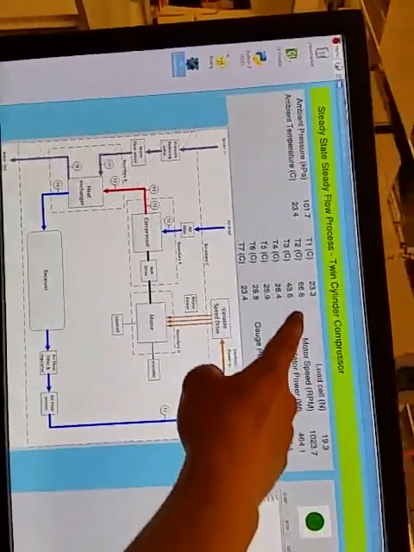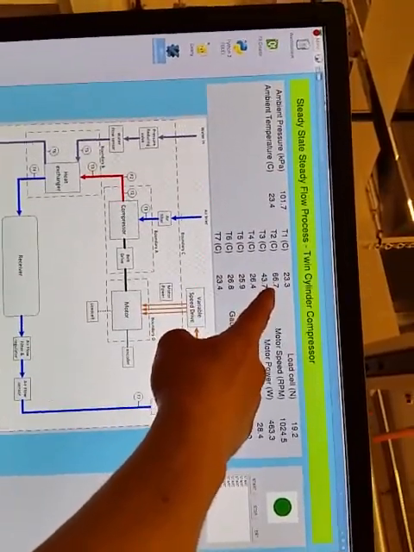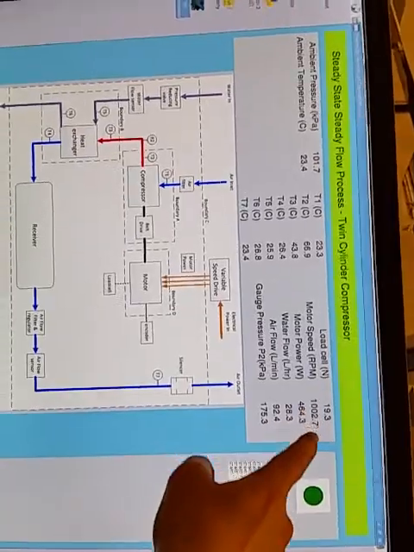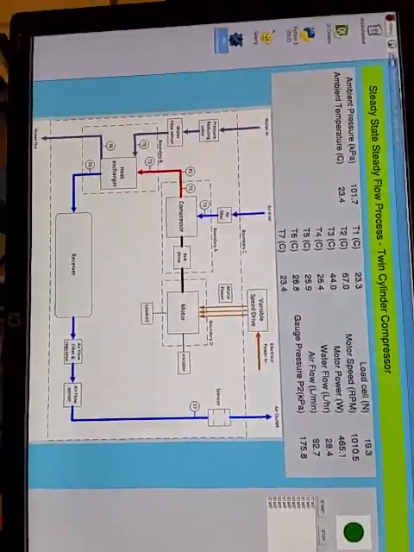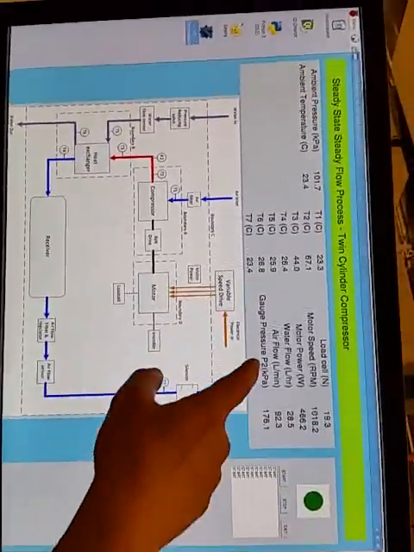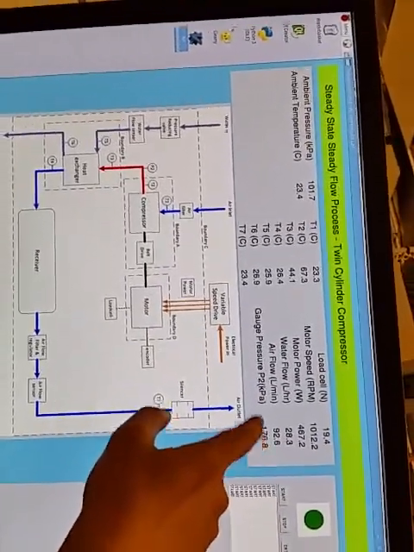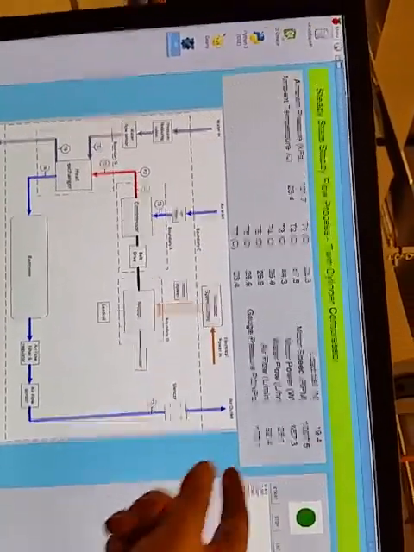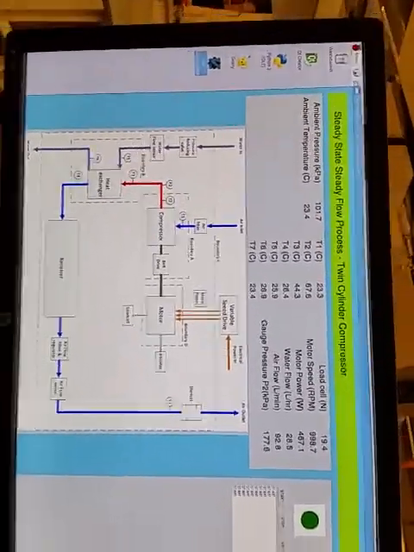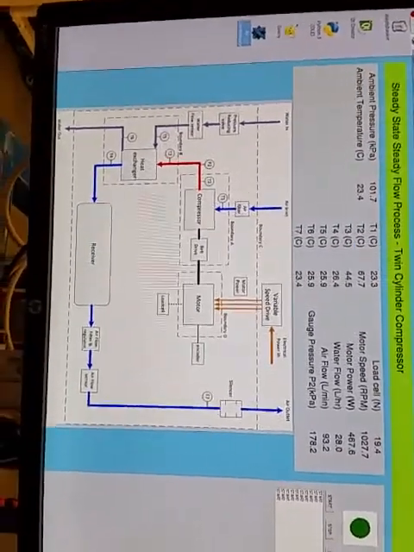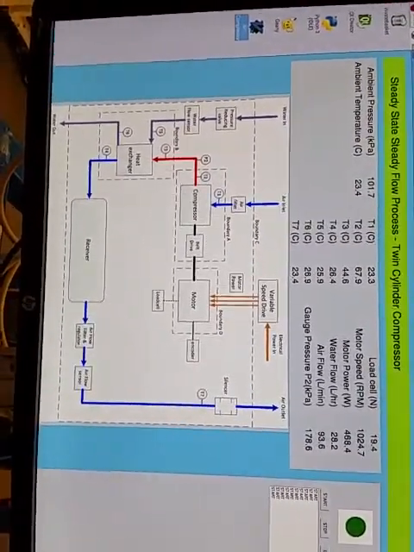You can start noticing that T2 is now already 66.7. The motor speed is about 1000 again. You need to make sure this value here is a gauge pressure. We need to add to it the ambient pressure for it to be absolute when we use it in our lab report calculation.